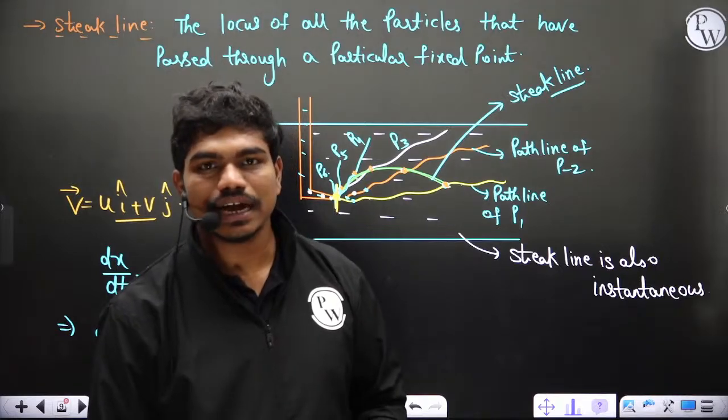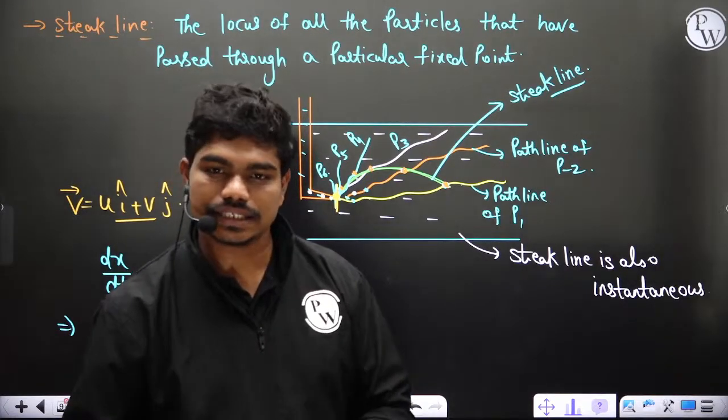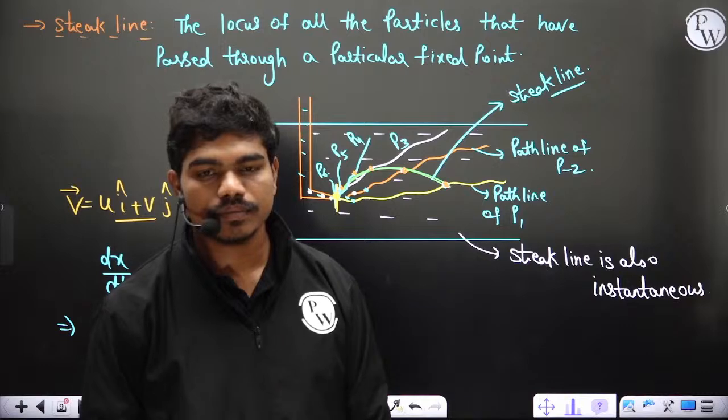Okay, so streak lines and streamlines are instantaneous, whereas a path line is actually over some period of time.